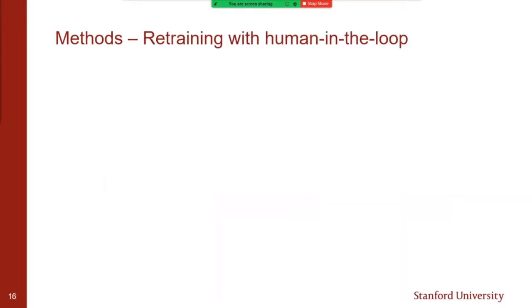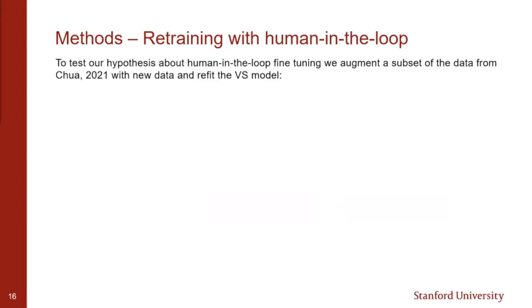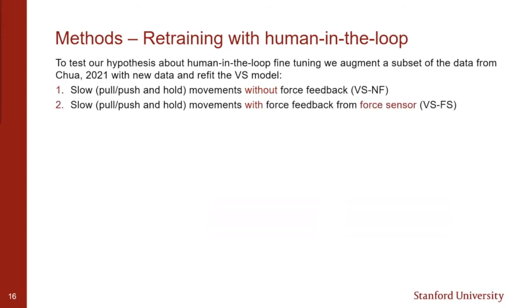And then for the last part, to test our hypothesis about retraining, we took new data to augment the old data set. The first data set we took was one with only these slow movements that you saw previously, without force feedback given to the person teleoperating the robot. And then second, with force feedback from the force sensor, which would mean it's the ideal force that we could render to the operator.